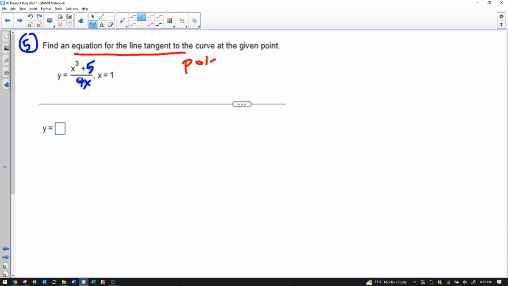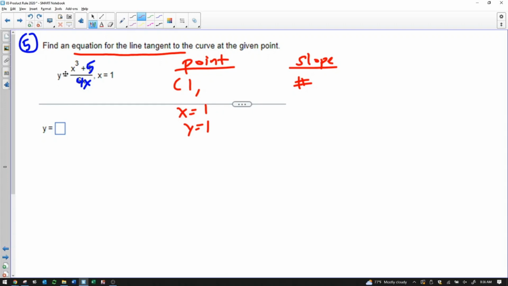I need the point, and that just means I need an x value and a y value, okay? And I need the slope, and that just means I need the slope of the tangent line as a number form. Okay, so let's get the point first. Do I have an x value? Yes. How do I get the y value? I know x is equal to 1. How do I find the y value if I have the x value? Plug it in. So do I plug into the derivative or do I plug into the function?